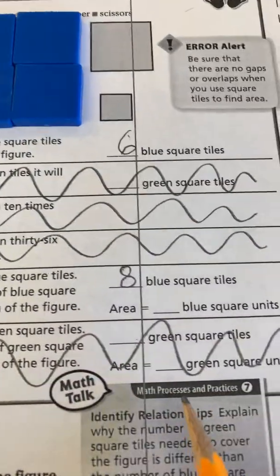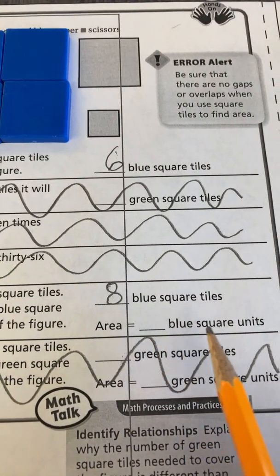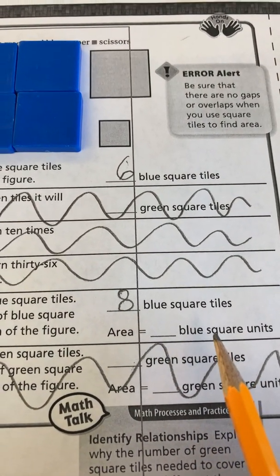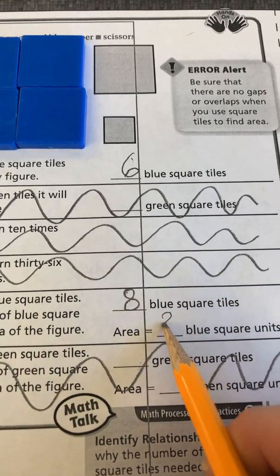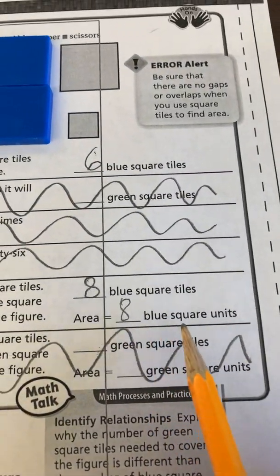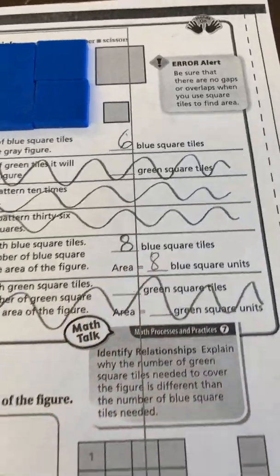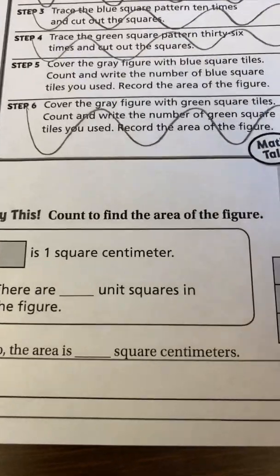Okay, so the area is going to equal how many blue square units? Well, the area equaled 8 blue square units. So the area of this rectangle is 8 square units. Okay, let's come down here and try another one.